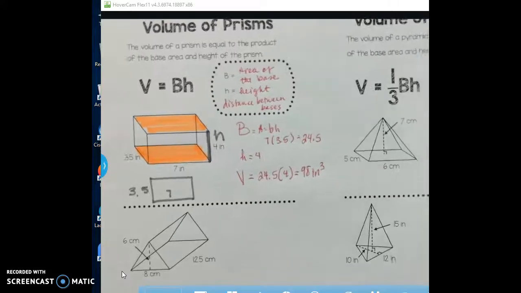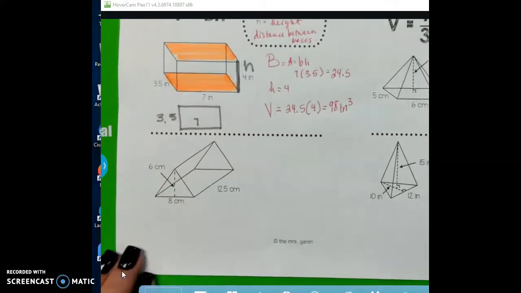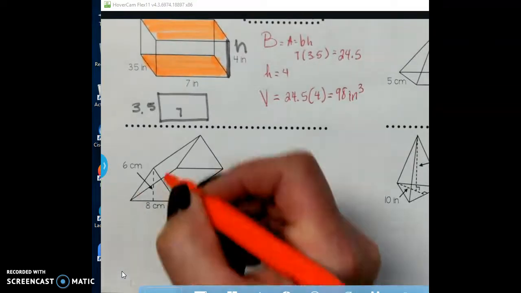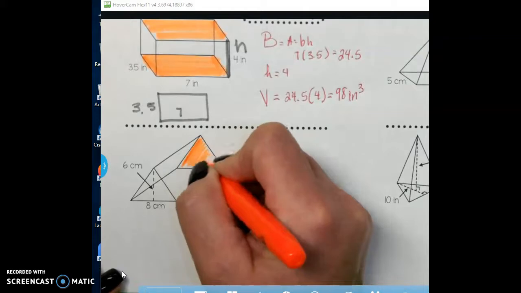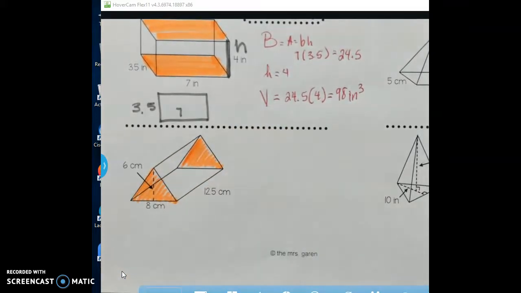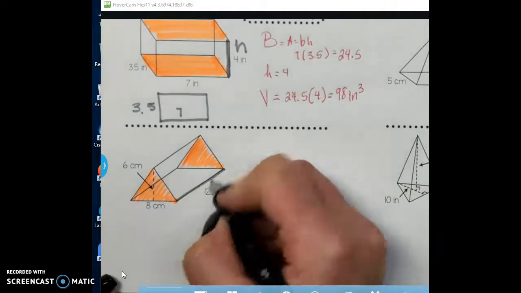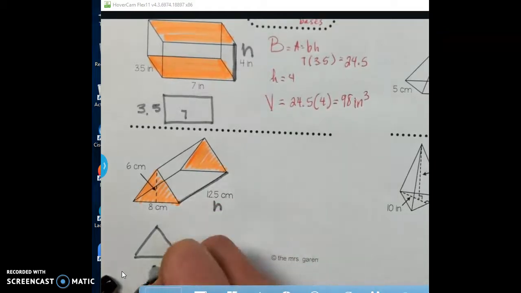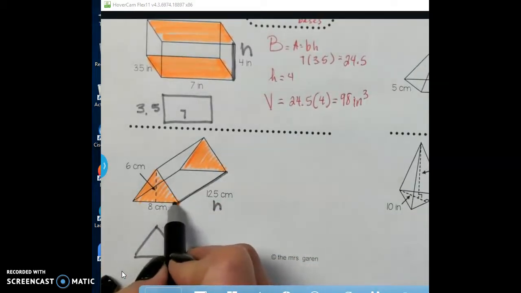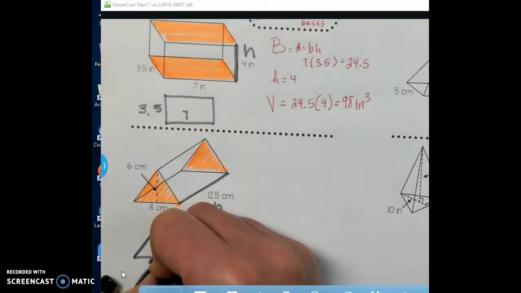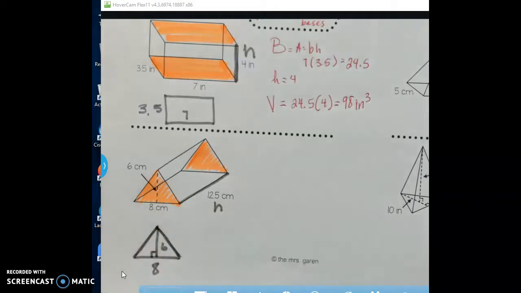All right, moving on to our triangular prism. I'm going to zoom in on that. First step, I'm going to go ahead and highlight the bases that I'm working with, and just do some labeling to get ready so I have no doubt what's happening between all of these numbers. So 8. Now I only have one measure of 8, that means I have an equilateral triangle here, which is great. And then I have the height of 6. That's all I really need to mark for this particular shape.